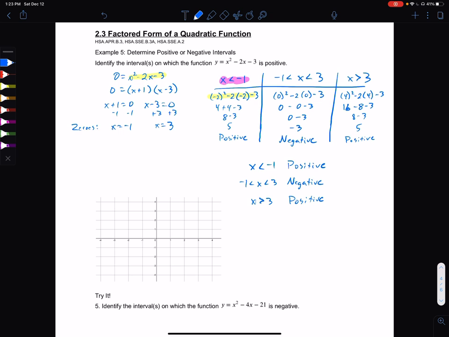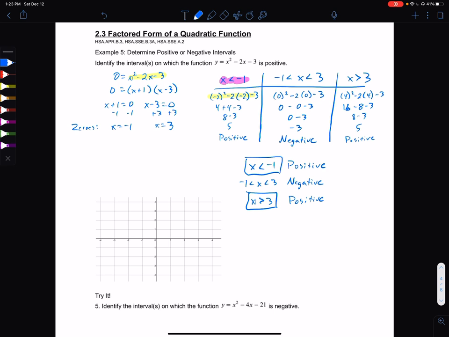Now the question was to identify the intervals on which the function is positive. So my intervals would be x is less than negative 1, and x is greater than 3. Now, how do I know that this is true?